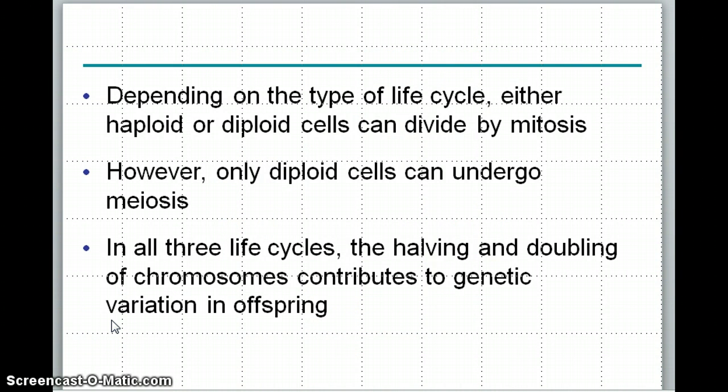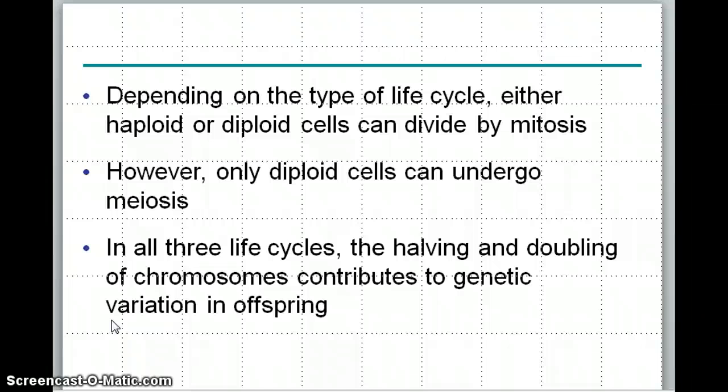Depending on the type of life cycle, either haploid or diploid cells can divide by mitosis. However, only diploid cells can undergo meiosis. Okay, only a diploid cell can undergo meiosis. It has to have two sets of chromosomes to be able to divide those chromosomes apart. Makes sense, right?